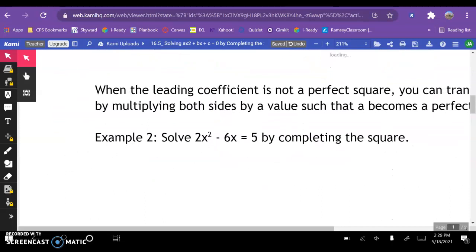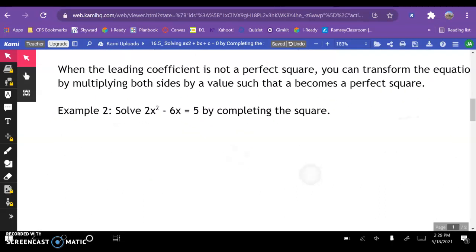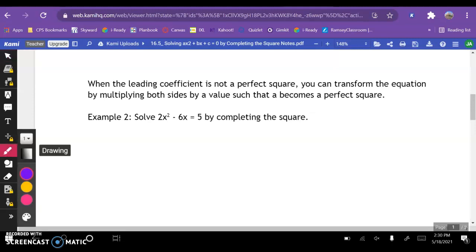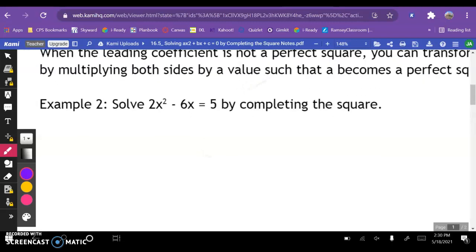All right. When the leading coefficient, the a value in front of x squared, is not a perfect square, we can transform the equation by multiplying both sides by a value so that it does become a perfect square. So right now I have 2x squared. The next perfect square that I can get to is 4. So I'm going to multiply everything by 2 so that that becomes 4x squared.